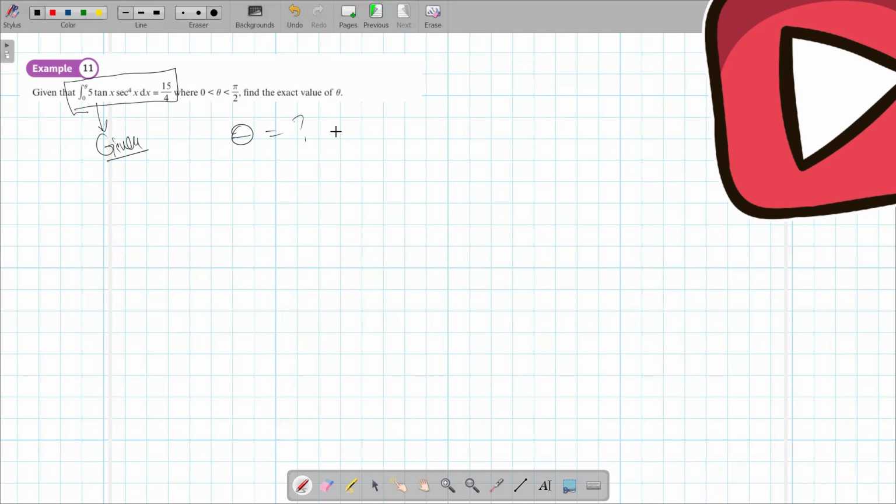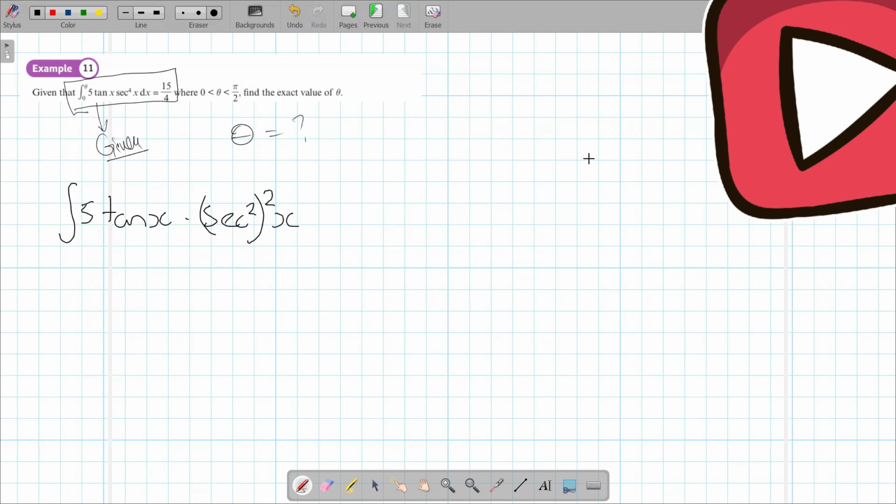So what's given is 5 tan x times sec to the power 4 x. Okay, and this can be written as sec squared all squared, because the derivative of sec squared is tan, right?